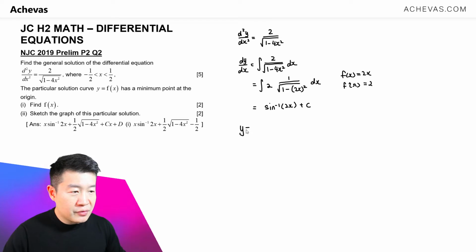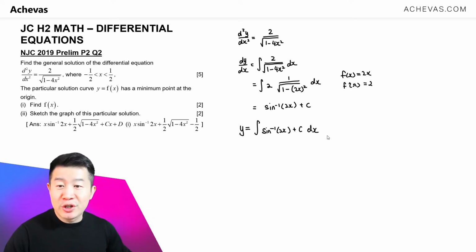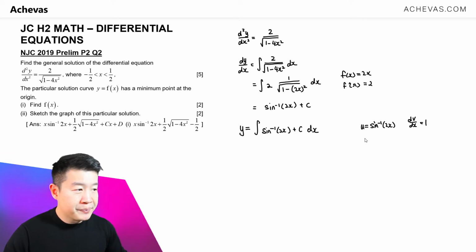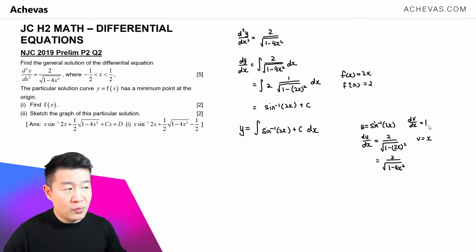And now we can find the expression for y, which will be another round of integration. We will try to integrate sine inverse 2x plus c. So to integrate this, we are going to make use of integration by parts. So to do by parts, I'm going to let u be equal to sine inverse 2x. And I'm going to let dv/dx be equal to the coefficient, which is 1. So for here, du/dx is equal to 2 over square root of 1 minus (2x) squared, which is equal to 2 over square root of 1 minus 4x squared. As for this, v is equal to integration of 1, which is x.